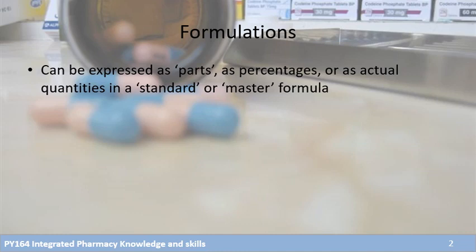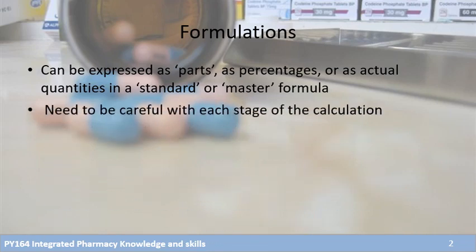We might express it as a percentage, so 20% of drug X and 40% of lactose, and then another percentage of something else. Or it might be that we actually use quantities, as we saw before in the formula for the peppermint water. The important thing here is to know what it is you're looking at.